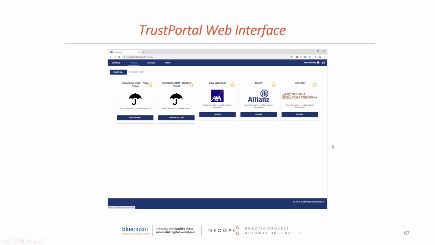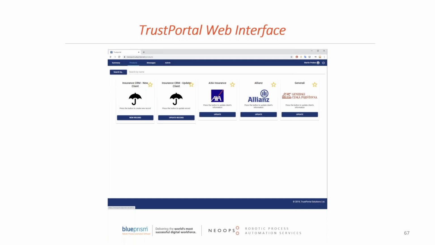The operator can see simple web interface with a few tiles. Tiles and buttons are the main part of TrustPortal, and it is a way how the communication between human and robot is made. The operator now has several options how to handle client's request. He can choose new record or update record tile, and if it is more convenient for him, he can also select particular tile of each insurance company.